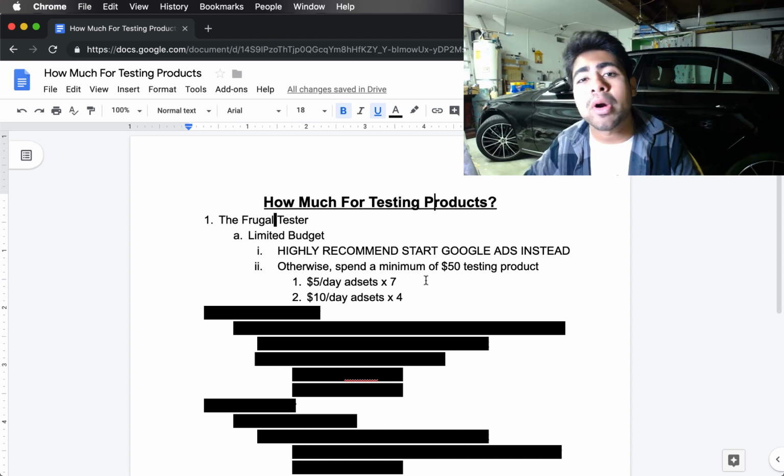Of course, you can spend more as your budget allows, but as a frugal tester, you need to keep your budget in mind because it's already limited. You can't run through all of your money or take as much of a risk as somebody else with a bigger budget. So in order to effectively test a product with just $50, there's two things that you can do. The first option is running 7 ad sets at $5 per day.